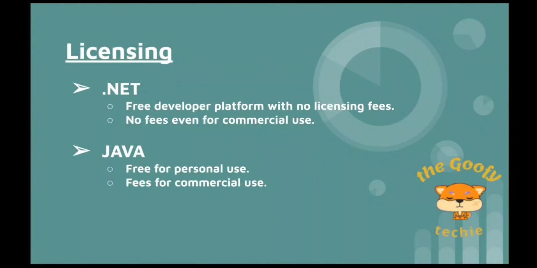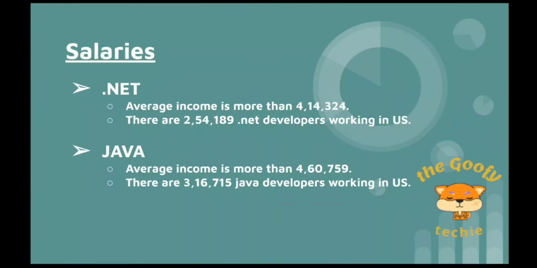So now the most interesting, jobs and salaries. If we talk about the United States, there are more than 254,000 .NET developers working in the United States. And in India, the average income for a .NET software developer is nearly 4 LPA or 4.5 LPA. So this is if you join as a fresher. Whereas in the United States, the average income for a .NET software developer is more than $68,000.